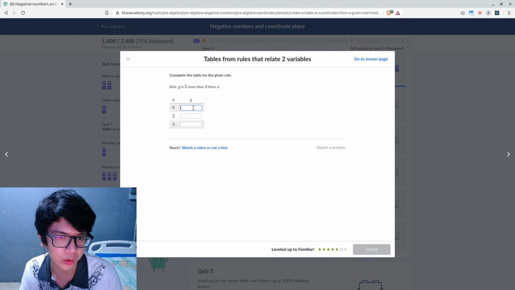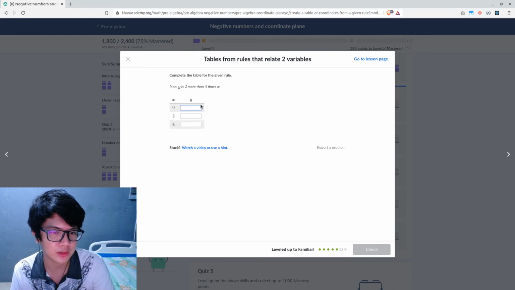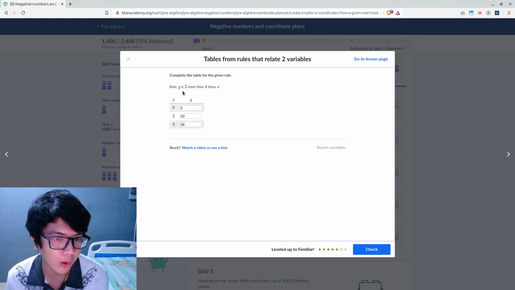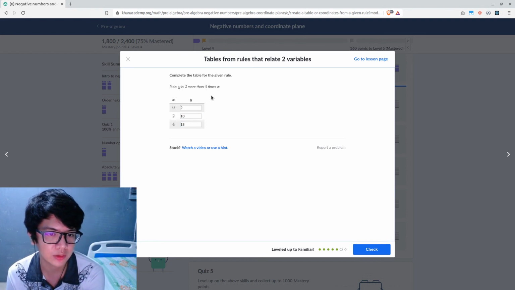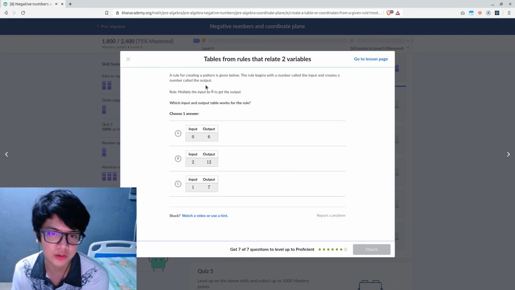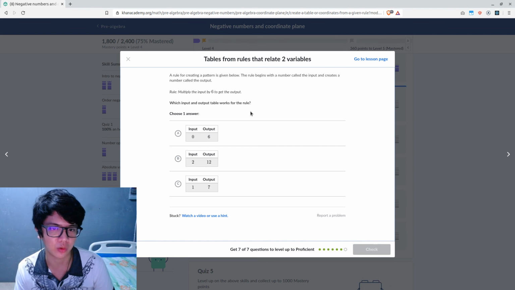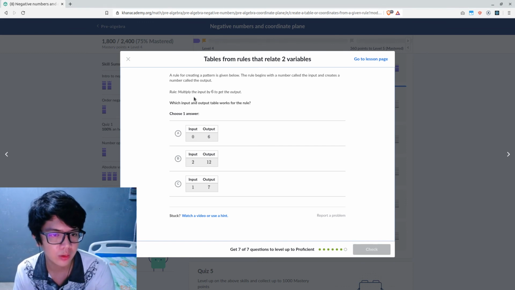Y is 2 more than 4 times x. Okay, let's see. Y is 2 more than 4 times x. 0 times 4 plus 2. 4 times 8 plus 2. 16 plus 2. Okay. A rule for creating values is given below. Multiply the input by 6 to get the output. Which input and output table works for the rule? Multiply the input by 6. Okay.